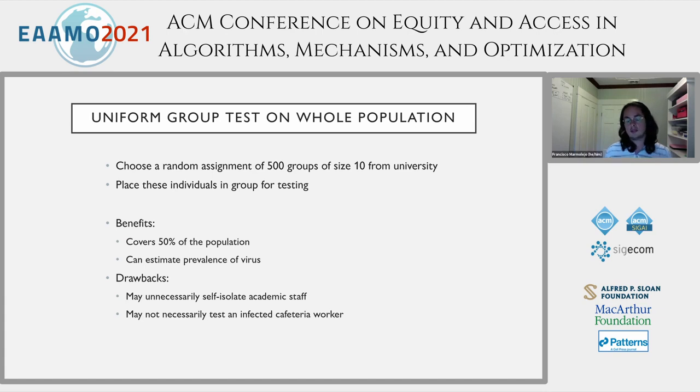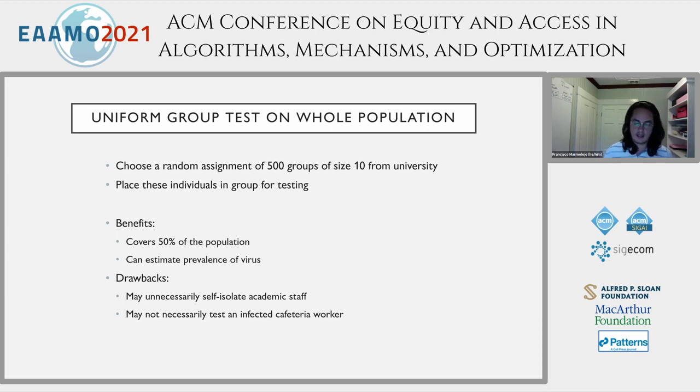But there are some drawbacks. It could be the case that a professor, for example, is in a group that is positive and is actually healthy. And if the university wants to place an emphasis on teaching on a given week, this is undesirable. Or it could also be the case that a cafeteria worker, who has contact with many students, is not within the 50% tested, and therefore might be a potential super spreader.